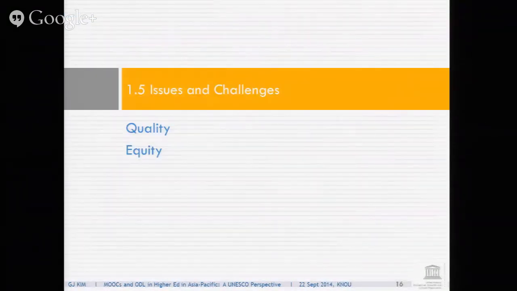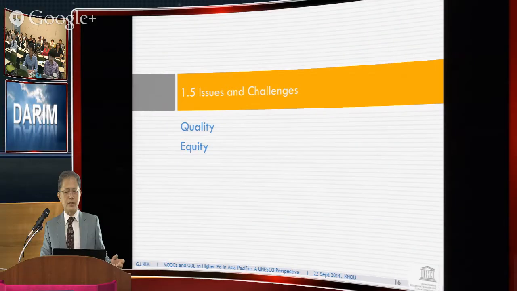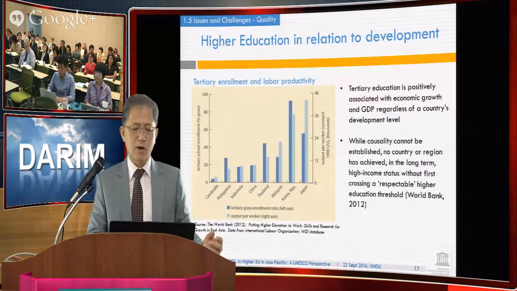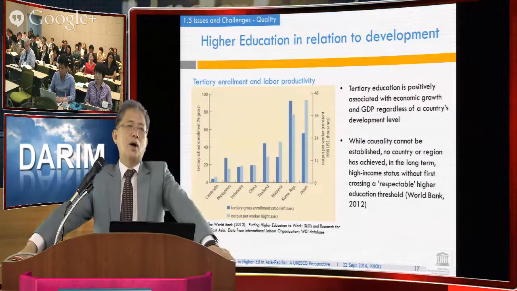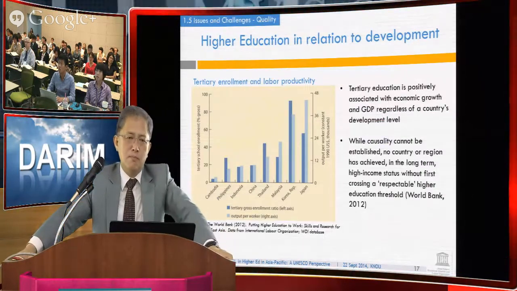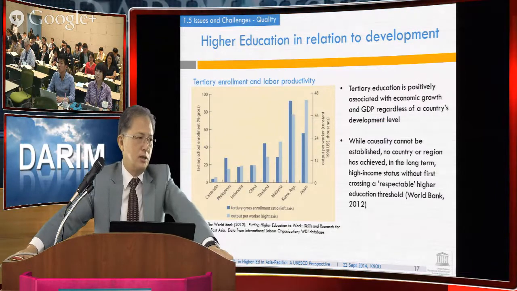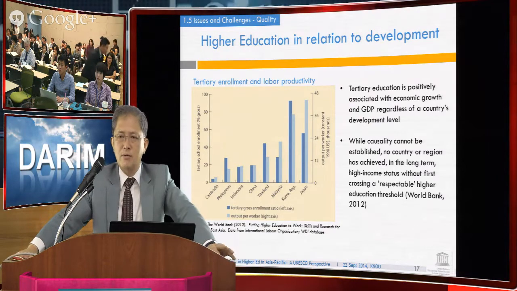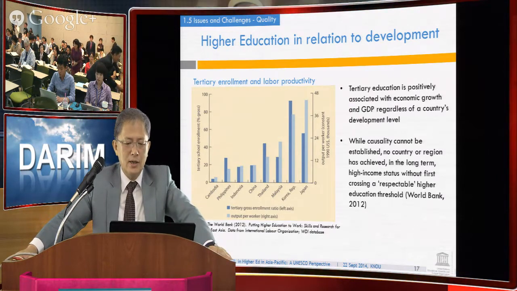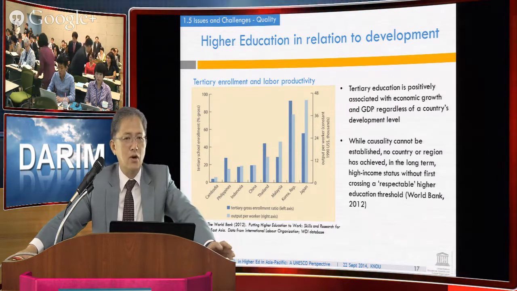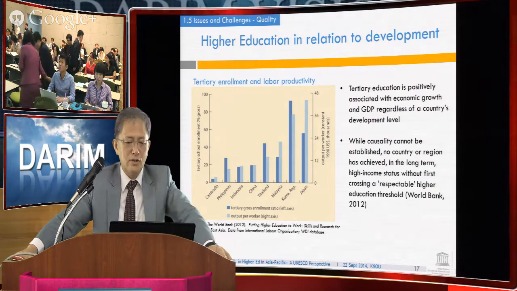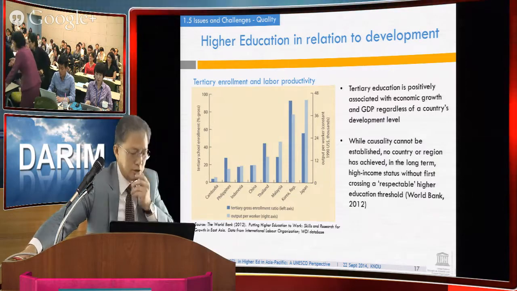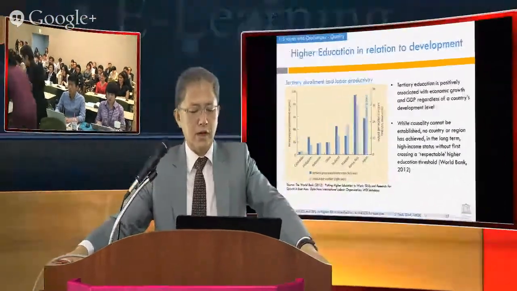So with these trends, what are the challenges? What are the issues? There are two issues that I would like to highlight. Firstly, quality. When it comes to quality, it's very difficult, if not impossible, to monitor the quality of higher education. But there are several ways of looking at the qualities. Number one, the linkage between enrollment and so-called labor productivity as measured by output or product per worker.